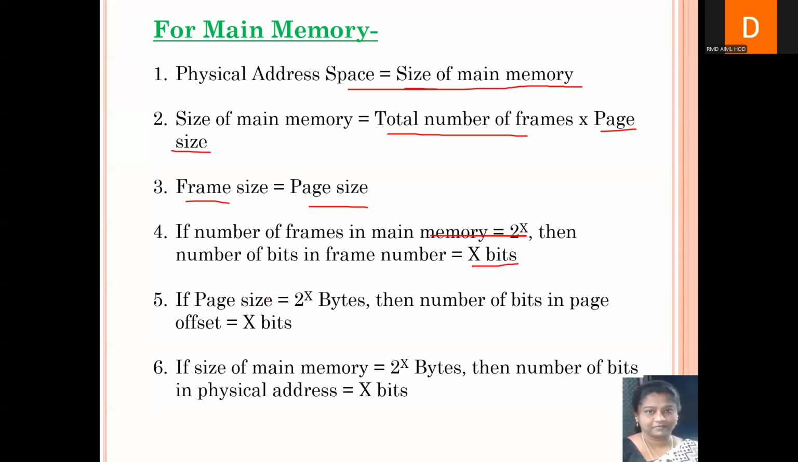If the size of a page is 2 to the power x bytes, then the number of bits in page offset will be equal to x bits. If the size of main memory is equal to 2 to the power x bytes, then the number of bits in physical address is equal to x bits. So these are the important formulae with respect to the main memory.